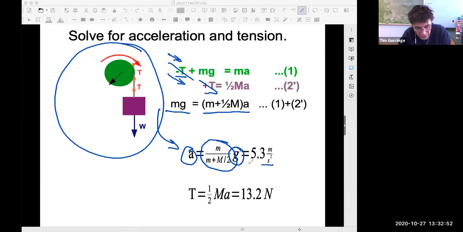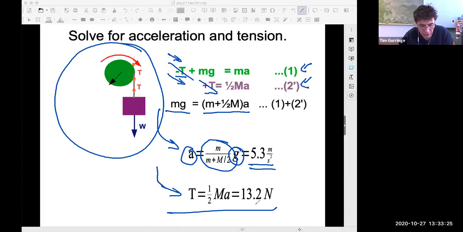And if you plug in the numbers, you get 5.3 meters per second squared. That's the acceleration of the bucket. And it's almost half the acceleration of gravity. Once you've got the acceleration a, it's easy to go back. You could go back to equation number 1. You could go back to equation number 2. I went back to equation number 2, rearranged it and solved for the tension. And so that's what I did here. The tension, according to equation number 2, is half the mass of the pulley times the acceleration of gravity. That tension comes out to be 13.2 newtons.